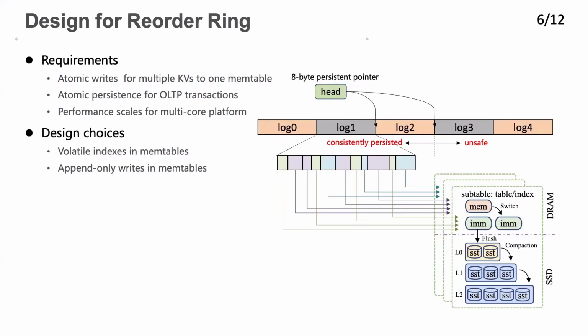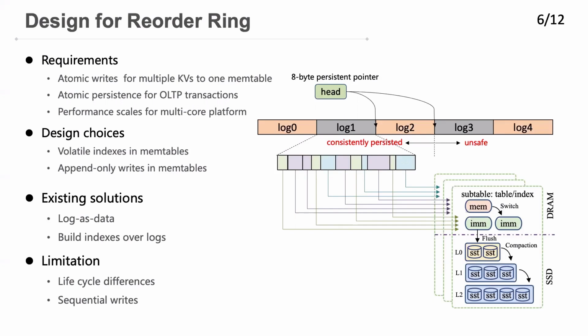The next is the design detail of the Reorder Ring. Since the PM hardware supports only 8 bytes atomic writes, it turns out that we have to fall back on log-based approaches for OLTP transactions. Fortunately, we already have the volatile index and the append-only writes in Memtable, which is suitable for the log-as-data approach to achieve atomic persistence. However, this approach can't be directly used in our system because of 2 reasons.